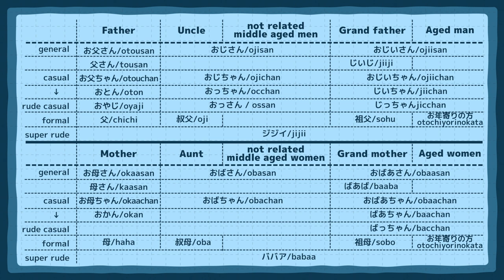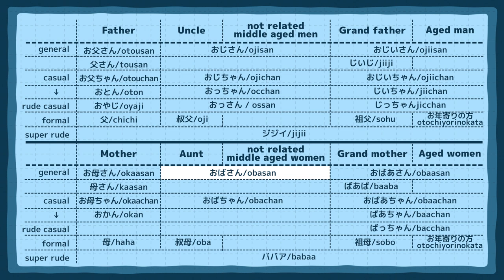Here is the list of nouns for these people, including father and mother. This part is the general way to call people. Father, otousan. Uncle, and not related middle-aged man, ojisan. Grandfather or aged man, ojiisan. Mother, okaasan. Aunt and not related middle-aged woman, obasan. Grandmother and aged woman, obaasan.